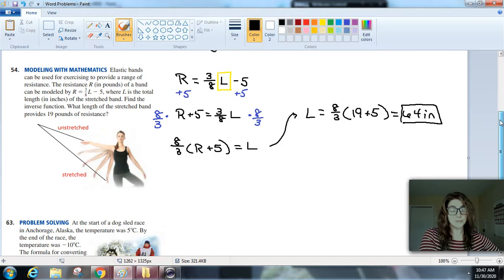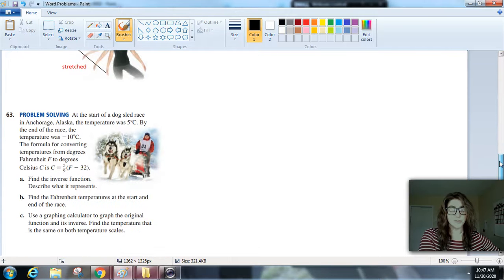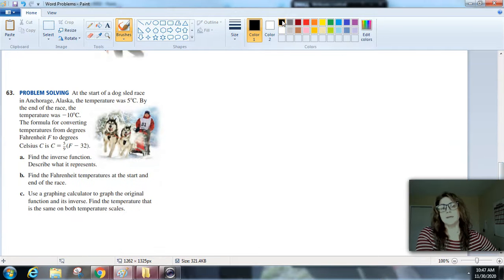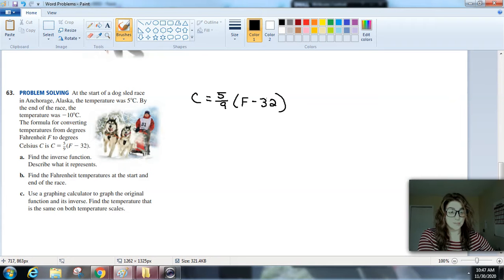Okay, and our last one, a very common one, talks about temperature. So Celsius is the equation 5/9 times the function, or the Fahrenheit, minus 32. Okay, that's the Celsius equation. They want us to find the inverse and describe what it represents. Well, it's going to end up representing Fahrenheit degrees because we want to get the F by itself. So we're going to start by getting rid of the fraction. So I'm going to multiply both sides by 9/5.